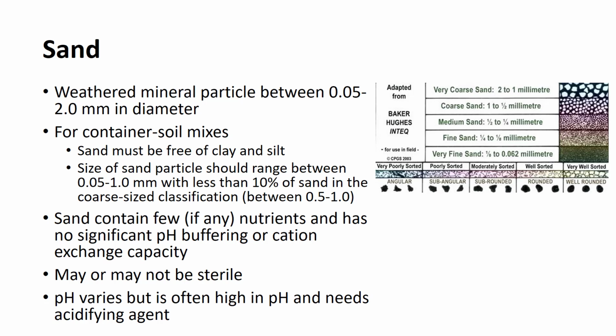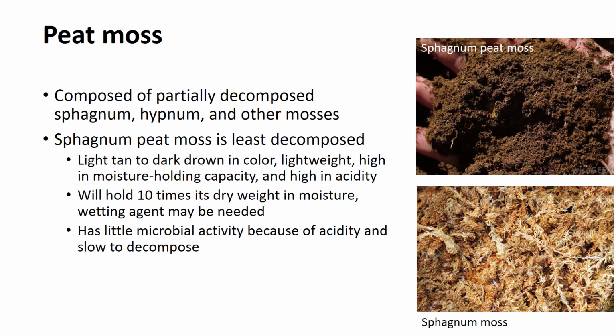But for horticultural purposes, sand contains few, if any, nutrient elements and has no significant pH buffering or cation exchange capacity. Sand may or may not be sterile, depending on its source. The pH of sand varies with source, and most sands have a high pH and may require the addition of an acidifying agent. Peat moss is composed principally of partially decomposed sphagnum, hypnum, and other mosses.